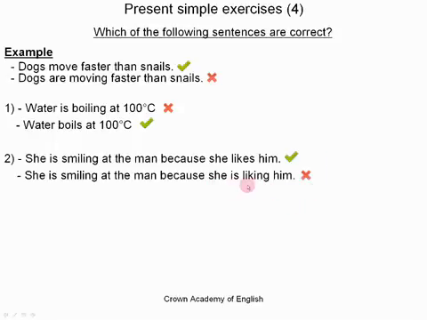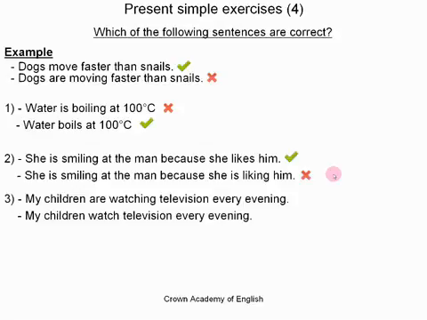We cannot say she's smiling at the man because she's liking him. She is liking him. That is wrong. You would never hear that. You would never write that. You would never say that. Question 3. Which sentence is right and which one is wrong?